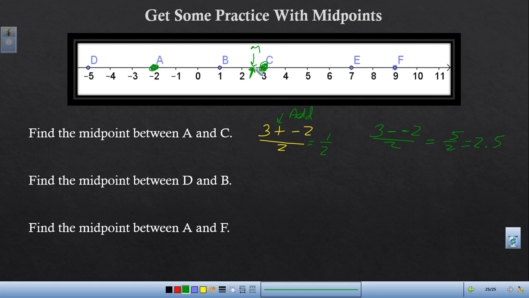If you end up with something like this, it means you probably subtracted instead of adding. Okay, the other thing that might happen is maybe you'll do something like 3 plus a -2 and get 1 and forget to divide by 2. In this case, we're okay. This one would actually be really close to the midpoint, but you could still tell it's only 2 units from 3 and it's 3 units from A.